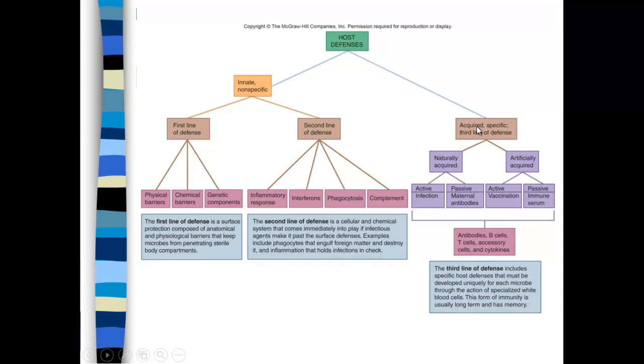The acquired specific line of defense is the third line of defense, and it is naturally acquired through infection or maternal antibodies, and it can be artificially acquired through vaccination or some type of immune serum that contains IgG.